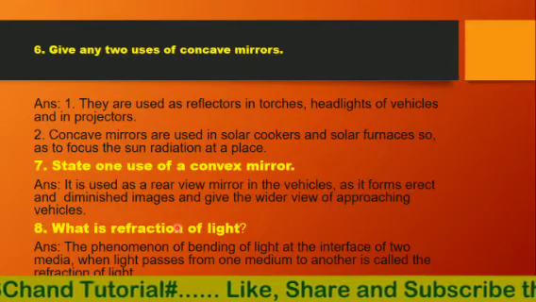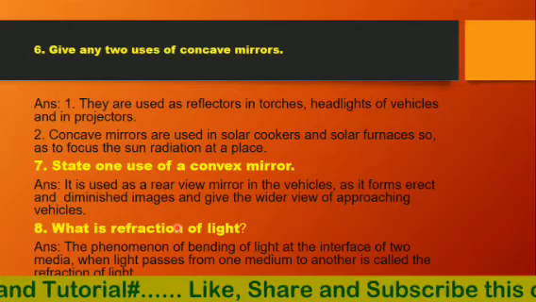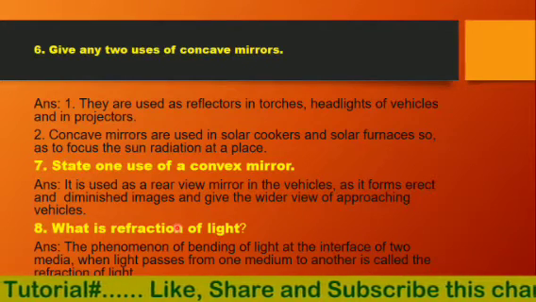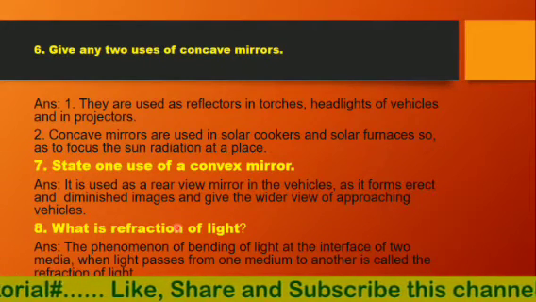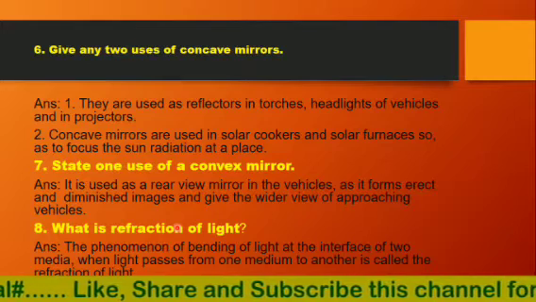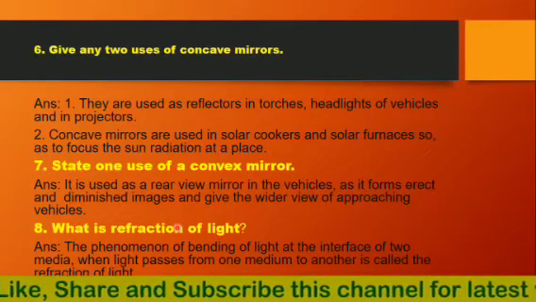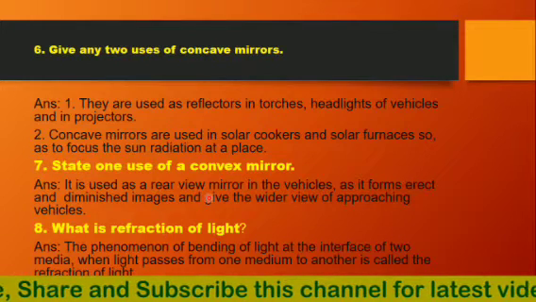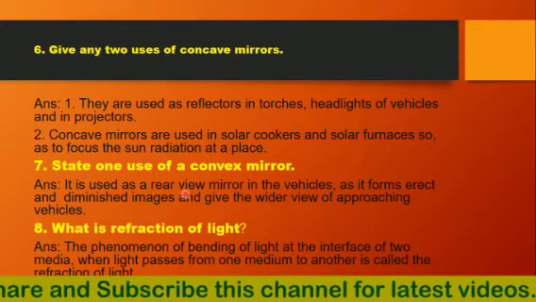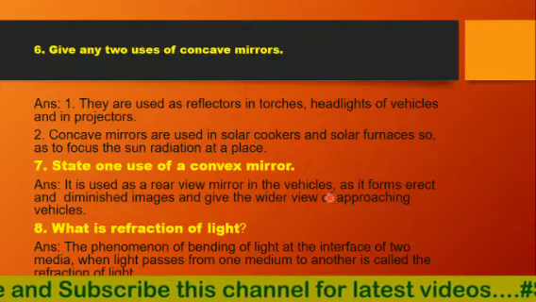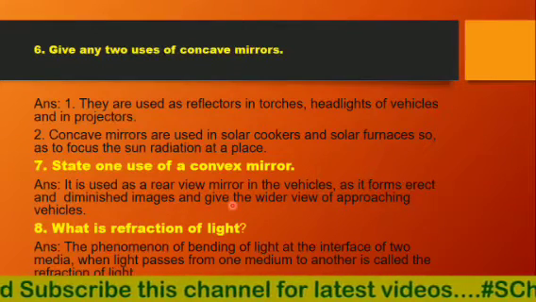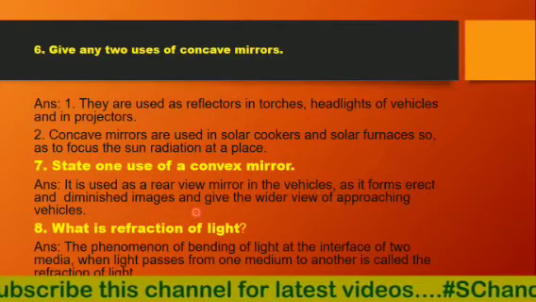Next we have, give two uses of concave mirrors. They are used as reflectors in torches, headlights of vehicles and in projectors. Concave mirrors are used in solar cookers and solar furnaces so as to focus the sun's radiation at a place. Then we have, state one use of a convex mirror. It is used as a rear view mirror in vehicles as it forms an erect and diminished image and gives a wider view of approaching vehicles.